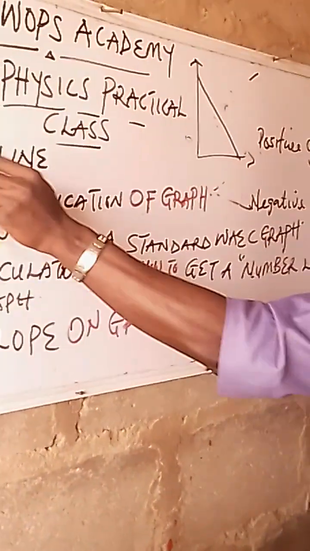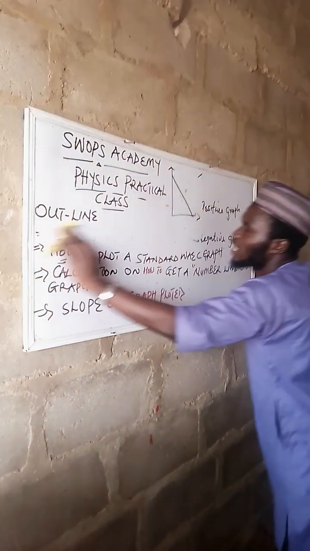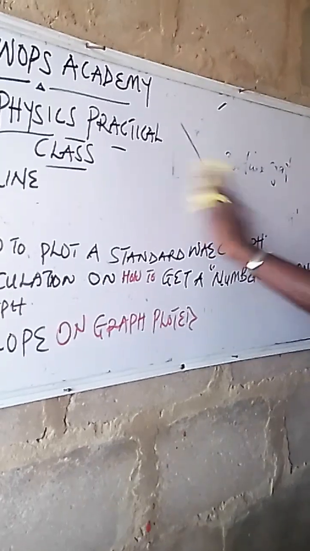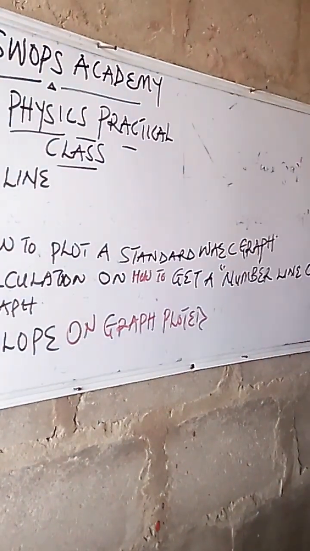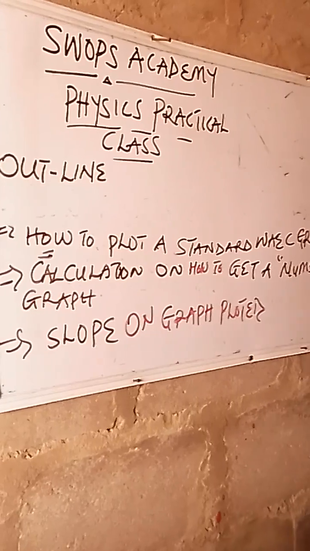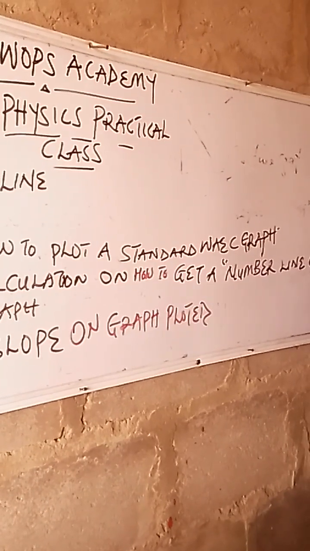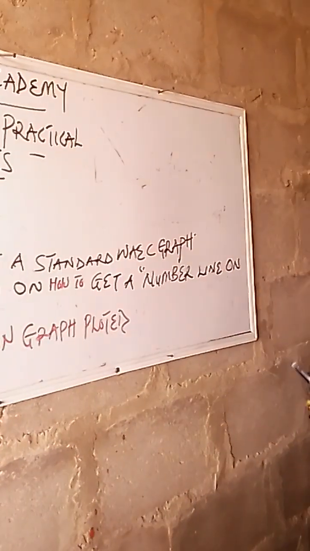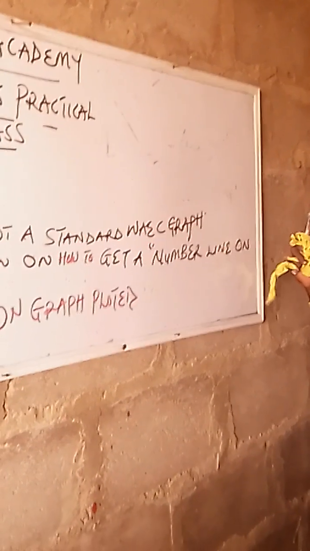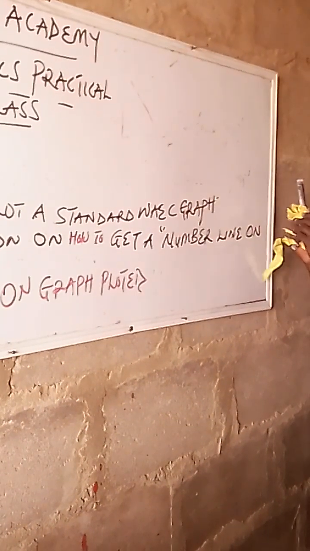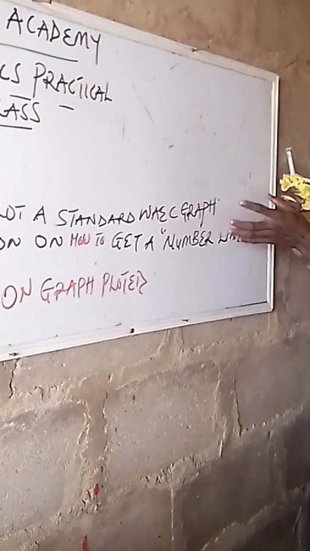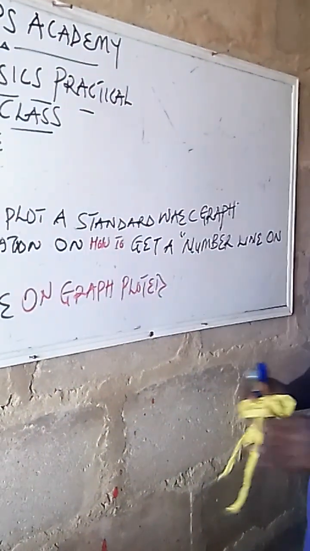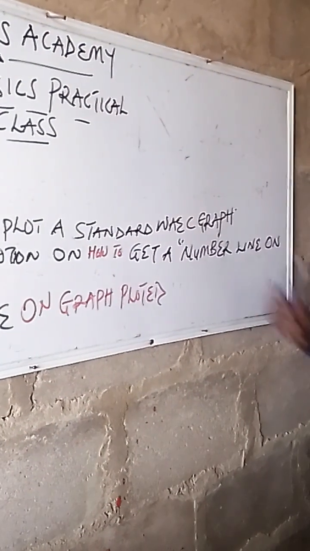Let's quickly move. Let's erase this. Since we have gotten that, I believe we have taken that. Let's go to the second area. Now the second area is how to plot a standard Waec graph. Some students, a large number of them, plot graphs anyhow they like. They copycat whatever they put as the reading and just place it inside the graph. How to plot a standard graph?